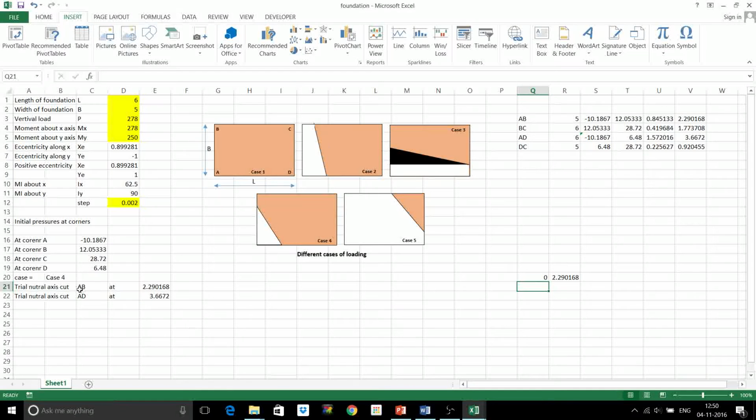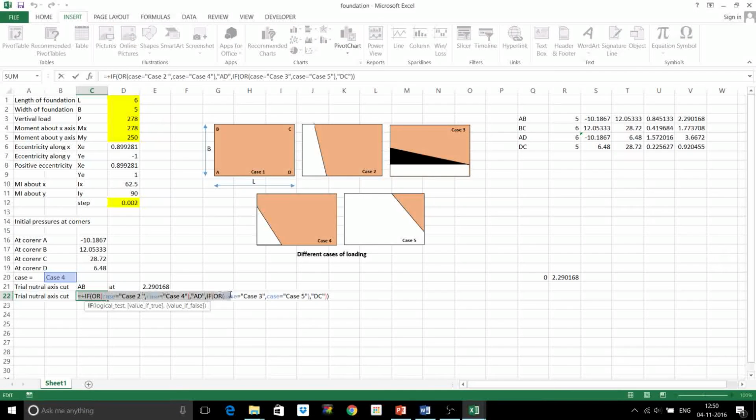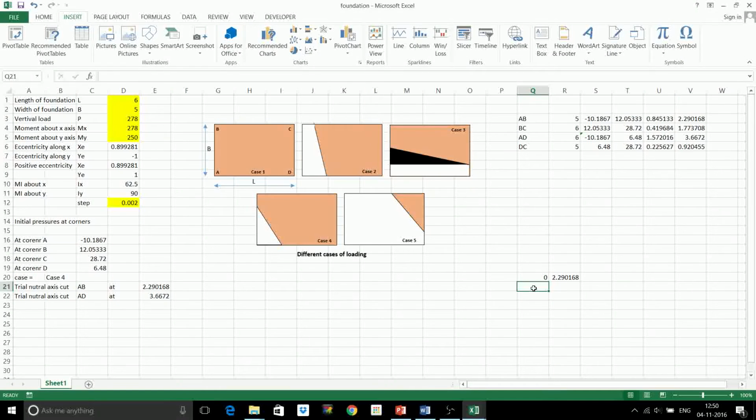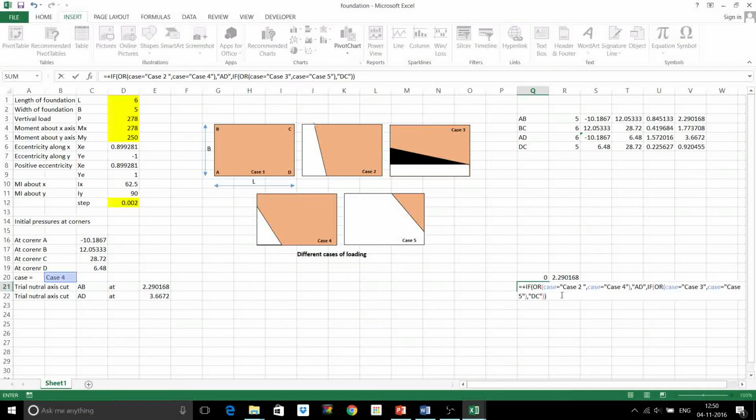For second point, here we are doing nothing but writing a formula for generalizing the coordinates of this intersection point along the sides of the foundation. 2 and 4, so x will be intercept. Fine. And 3 and 5, x will be L.